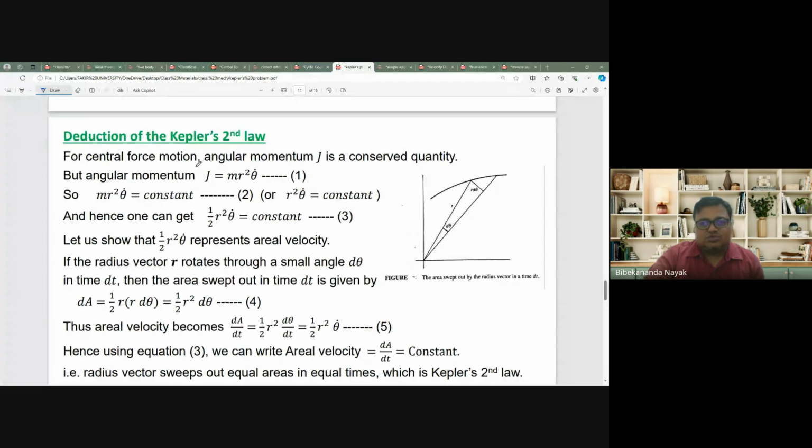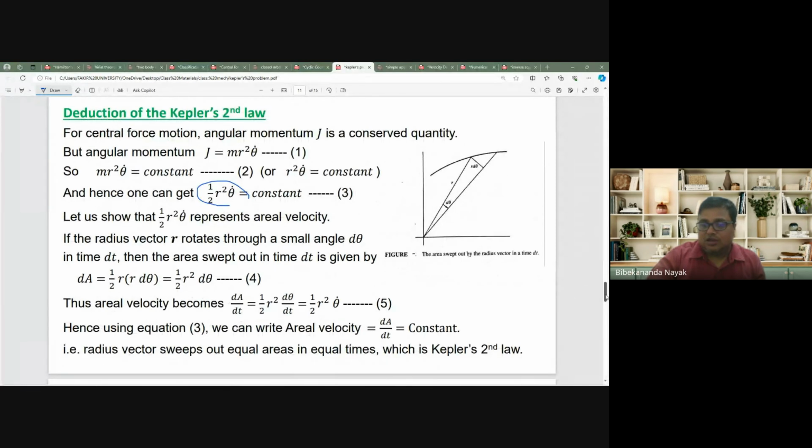For central force motion, angular momentum J is a conserved quantity, and angular momentum J is equal to m r square theta dot. If m is mass, it can have some value in kg, you can take half kg, 1 kg, 5. If you put m is equal to half, then this equation becomes J is equal to half r square theta dot. Angular momentum is a conserved quantity in central force motion, so half r square theta dot is a constant.